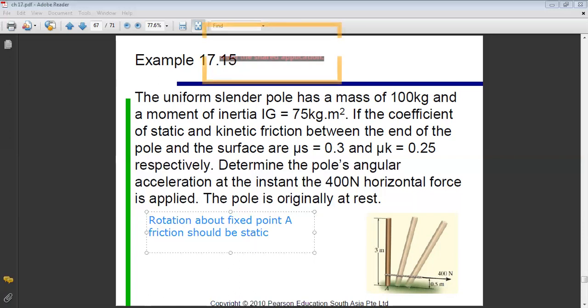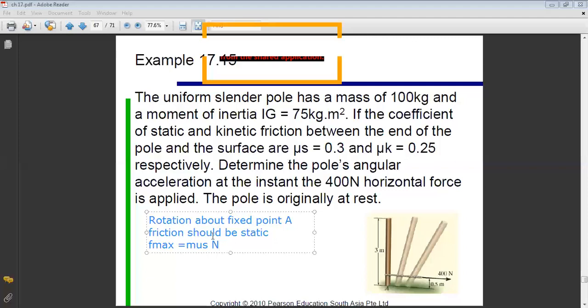So F calculated should be smaller. F max is what? The maximum F can be equal to μsN. This is why I will do my calculation and I should verify that the friction is smaller than μsN. If it's not smaller or equal to μsN, then I will say no, my assumption is also wrong and I have general motion, so I have rotation plus translation.